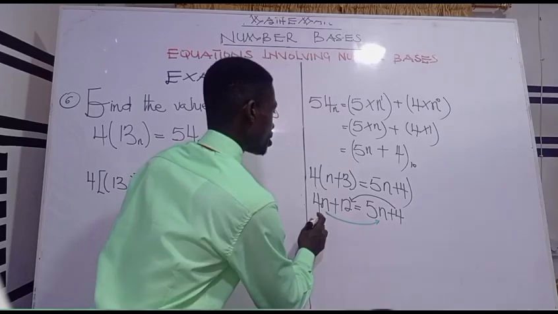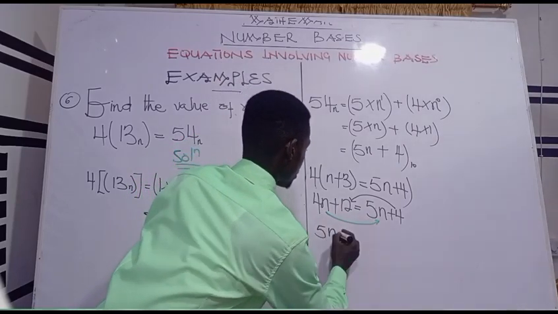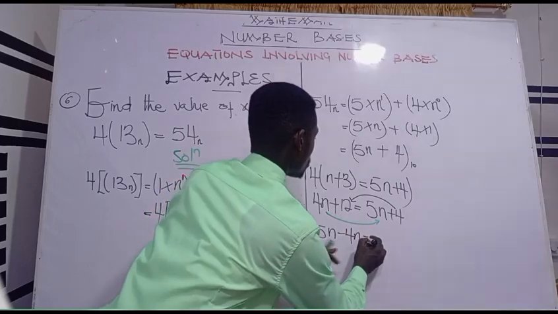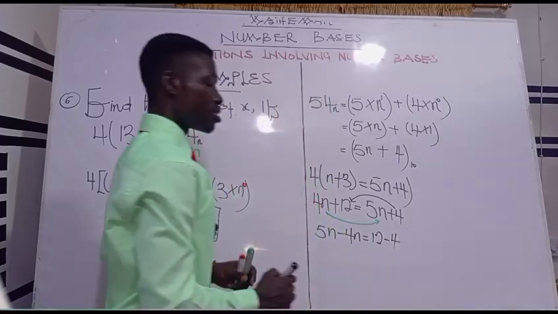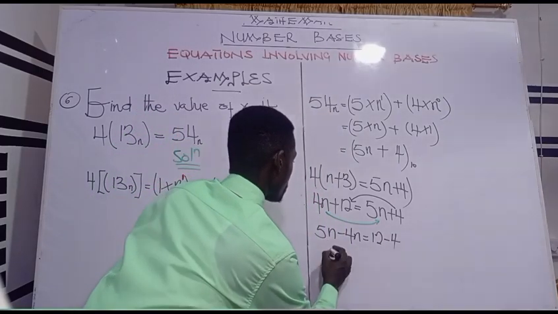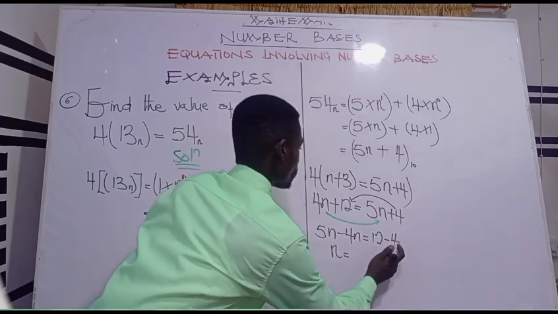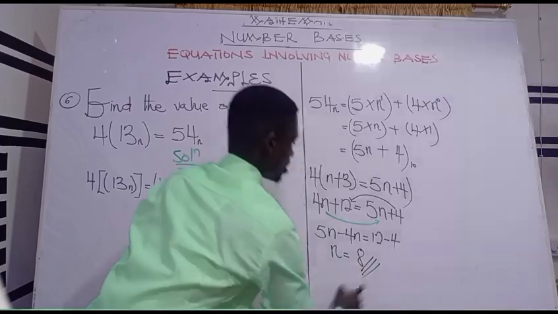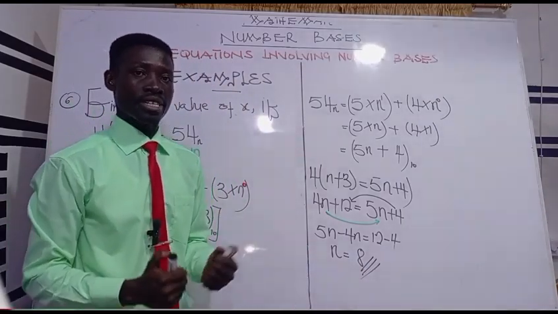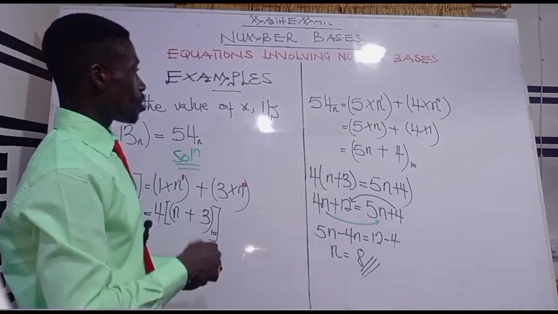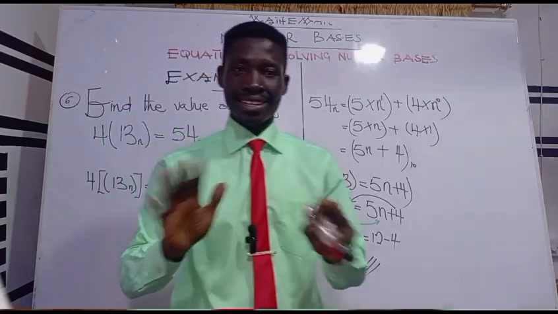Good. So we are going to get 5n minus 4n is equal to 12 minus what? 4. Good. So we have 5n minus 4n will give us n. 12 minus 4 will give us 8. So therefore our n is equal to 8. Very, very simple. Let's look at one that involves a word problem, okay? One example on that, and then we close for the day.